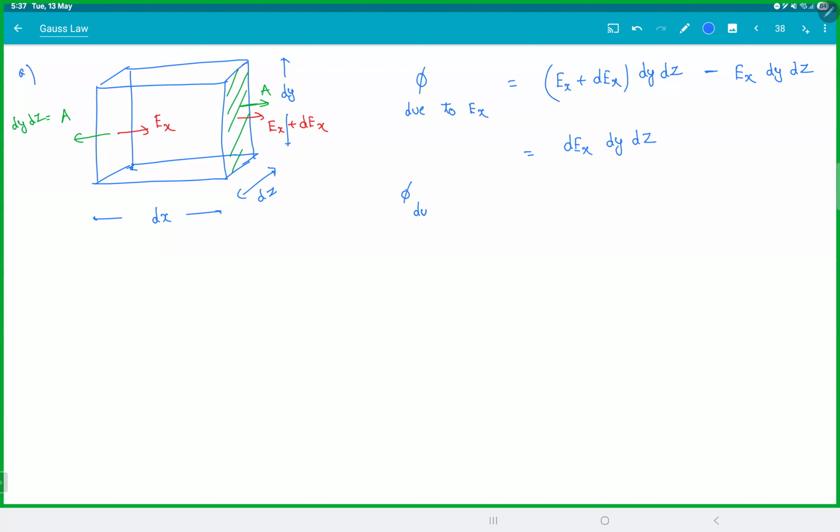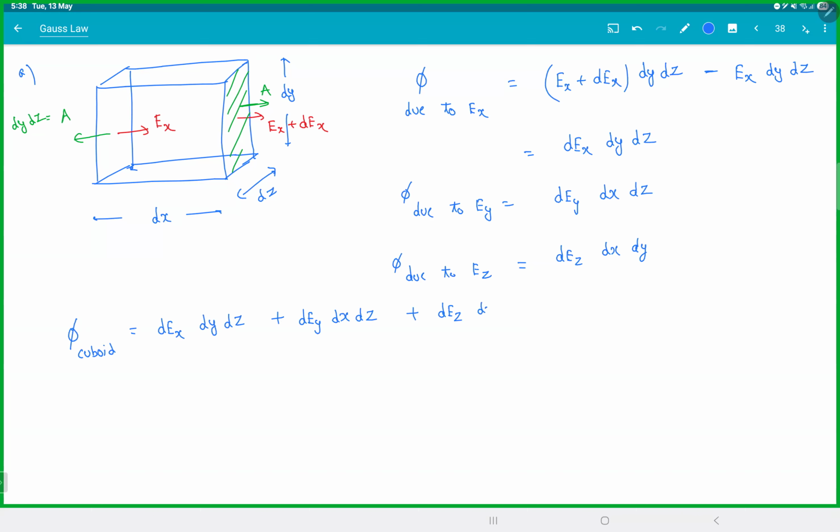Similarly, if you take flux due to Ey, the same way we can argue here. Now this will become dEy and the area will become dx dz. Similarly, if you take flux due to Ez, so you're taking flux due to each component, Ex, Ey, Ez. This will be dEz into dx dy. So if you add all this, you'll get the total flux in the cuboid: dEx dy dz plus dEy dx dz plus dEz dx dy.